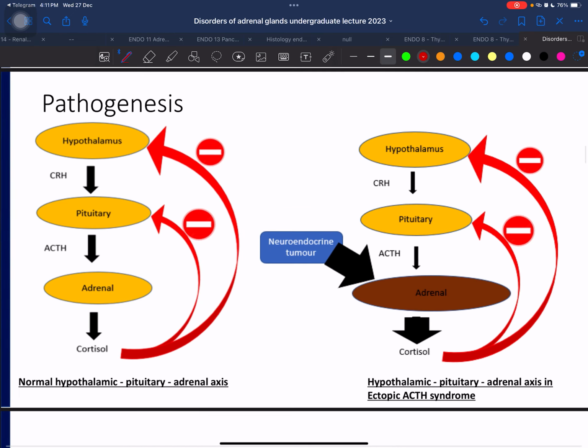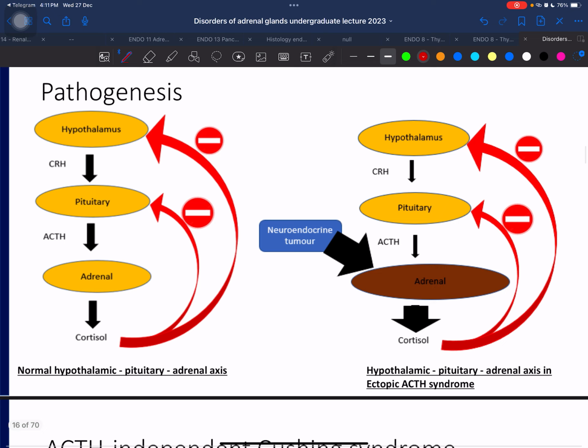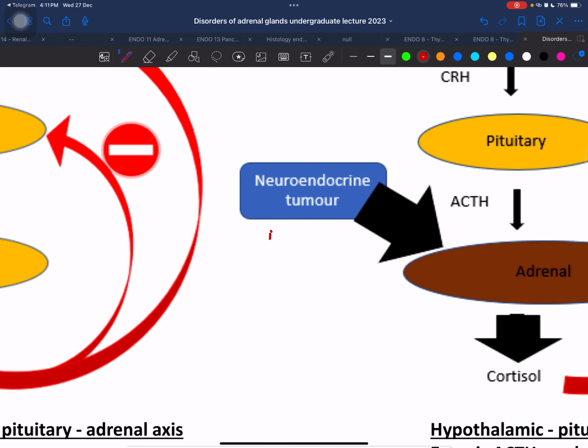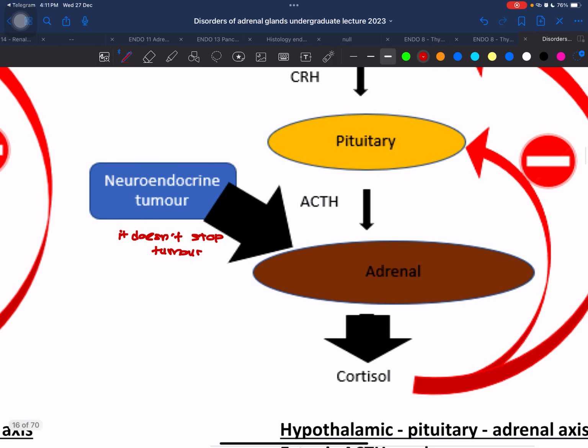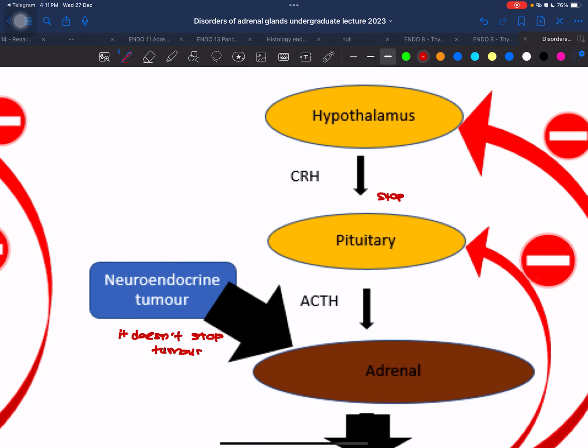But it does not stop this ACTH production from the neuroendocrine tumor, because this is not part of the normal HPA axis, it's outside already. So your negative feedback does not stop this one. It does stop the production of ACTH from the pituitary gland, but it does not stop this. So ACTH levels are very, very high. Cortisol levels are high as well.